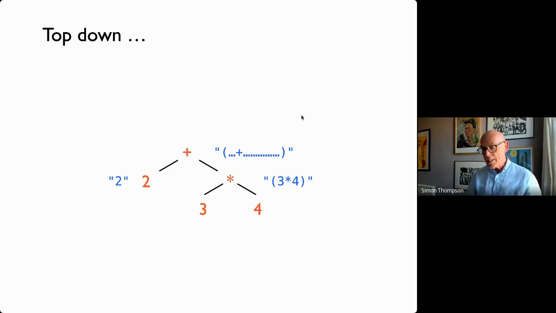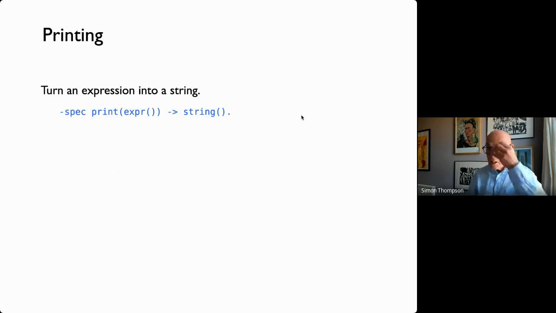But let's look now at what it means in practice for Erlang. What we want to do is take one of these expressions and print it. So if we print an expression, we get a string. What I'm writing here is how in Erlang you specify that the print function takes an expression and gives back a string.